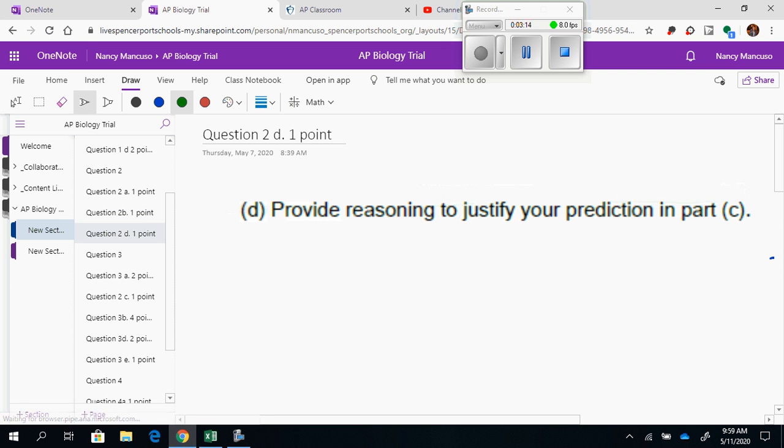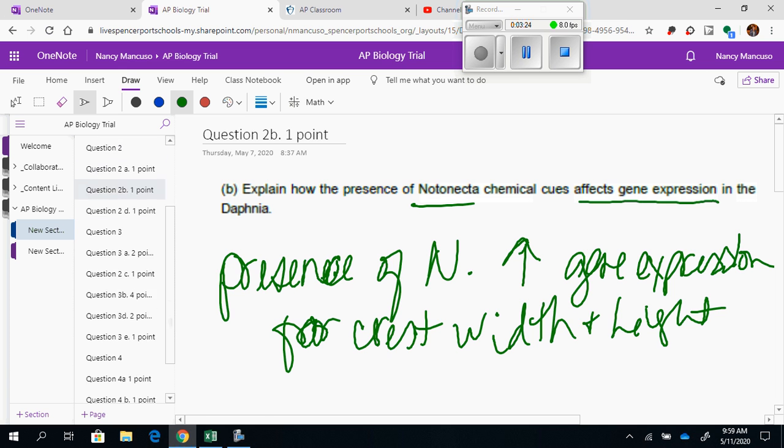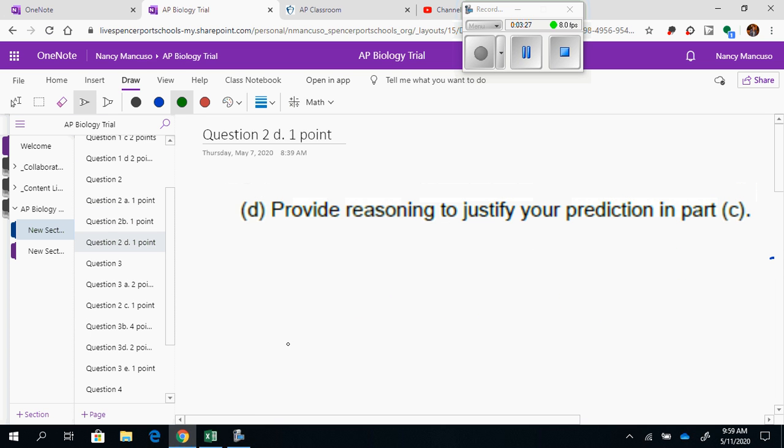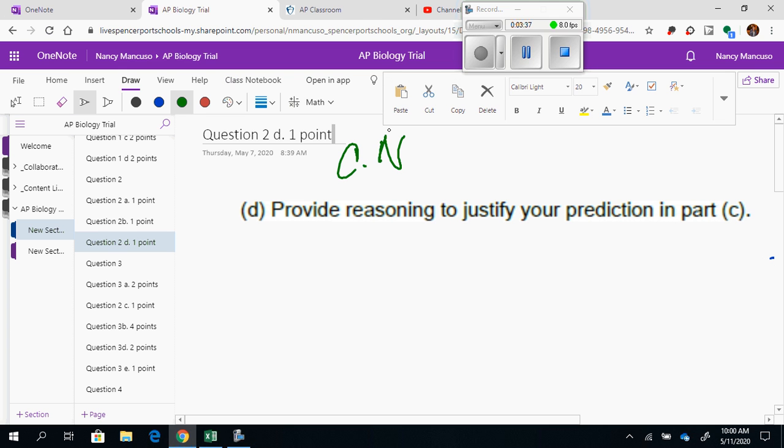Next one. Provide reasoning to justify your prediction. Oops, I think I skipped one. I definitely skipped one. It looks like it got cut. So C, I'll just have to make an extra spot here. C says, what will happen if the next generation has no predators?